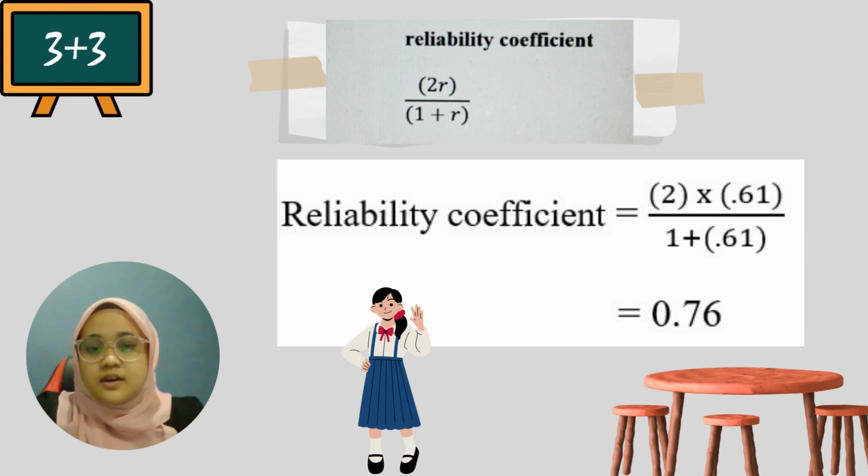Thank you. For step 3, we need to count the reliability coefficient. The formula for the reliability coefficient is 2R divided by 1 plus R. So, we just put in 2 multiplied by 0.61 divided by 1 plus 0.61. We'll get 0.76. So, the reliability coefficient is 0.76.